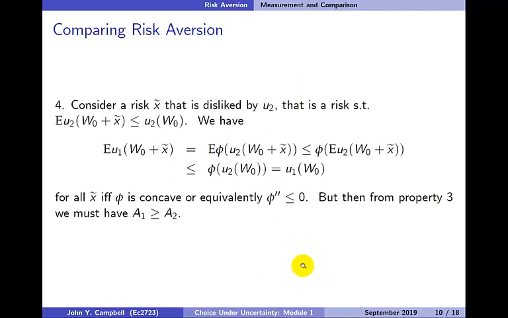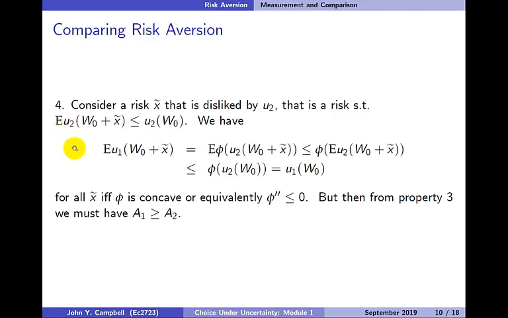All right, now we can start to use those results. So we're comparing the risk aversion of two people, u2 and u1. So let's consider a risk x that person 2 dislikes. That's going to be a risk such that the expected utility of wealth plus the risk for person 2 is less than or equal to the utility of initial wealth by itself for that same person. So this is the statement that at any level of initial wealth, person 2 dislikes the risk.